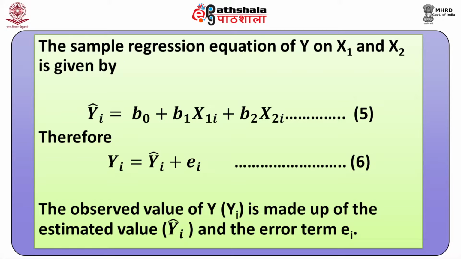Also, the sample regression equation of y on x1 and x2 is given by yi cap is equal to b naught plus b1 x1i plus b2 x2i. Therefore, yi is equal to yi cap plus ei. The observed value of yi is made up of the estimated value yi cap and the error term ei.